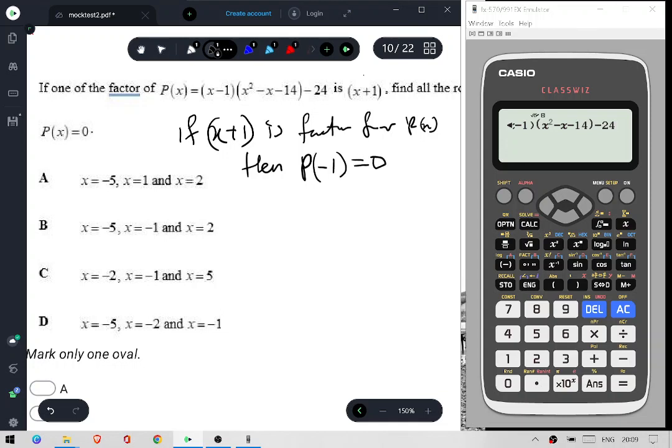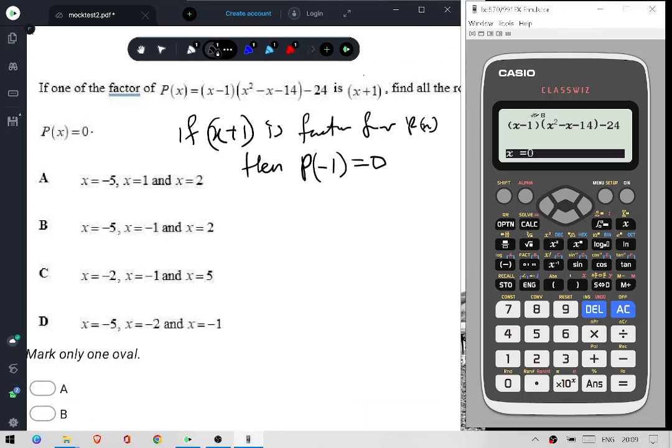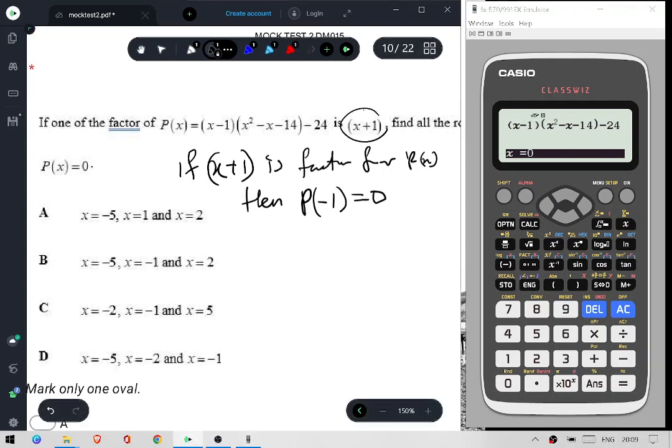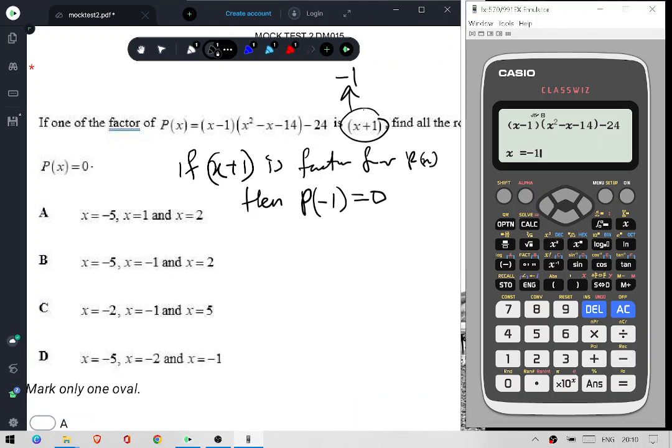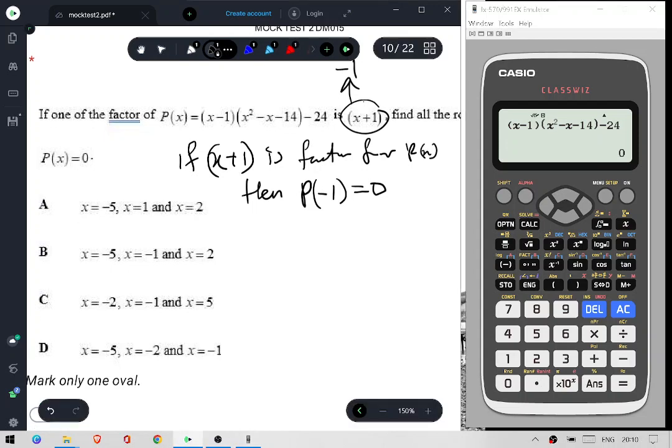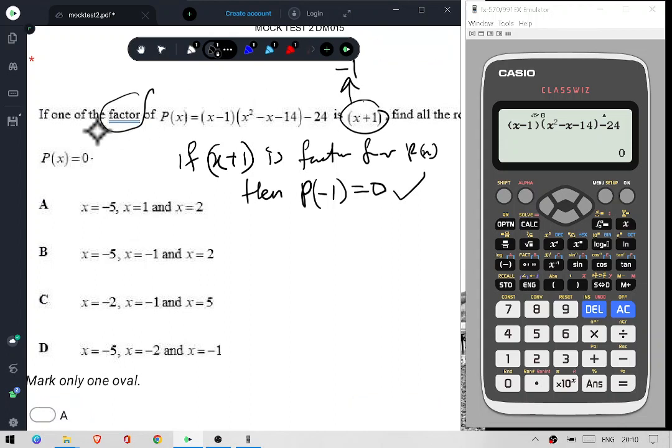Tak percaya, kita tekan button calculate over here. The calculator asks you x tu berapa, you key in minus 1. Where to get minus 1? Factor x plus 1, then 0 is minus 1. Okay, kita tengok sama dengan apa? Sama dengan 0. You see down over there, the answer is 0 kan? So dia adalah factor. That's why the question tell us clue already. So how about the rest?